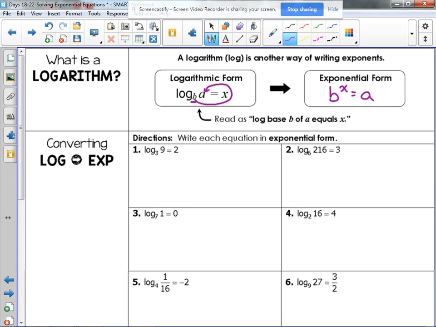Now I call it the swoop. I start there with the base and I swoop around the equal sign and back up inside the logarithm to come up with that exponential form. Do you see how that works? Start with the base, around the equals, that's your exponent. What's inside the logarithm is what the exponential is equal to.